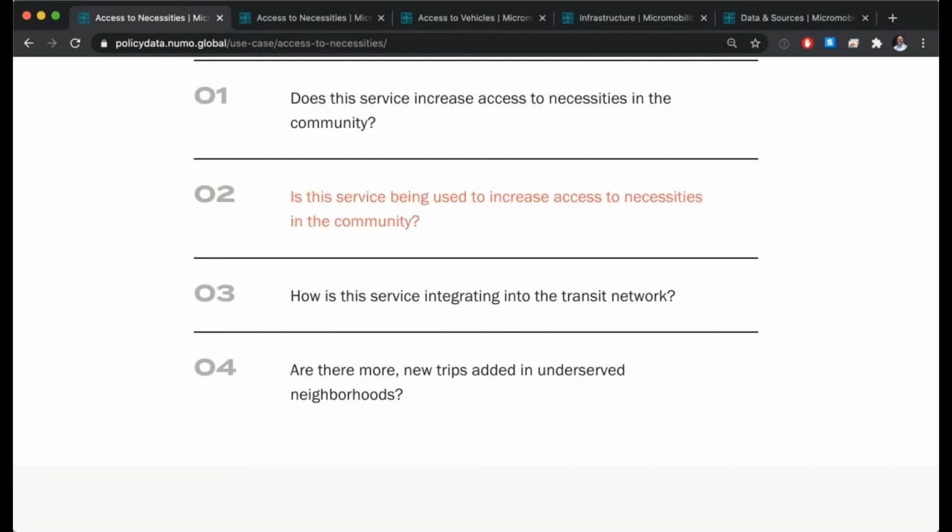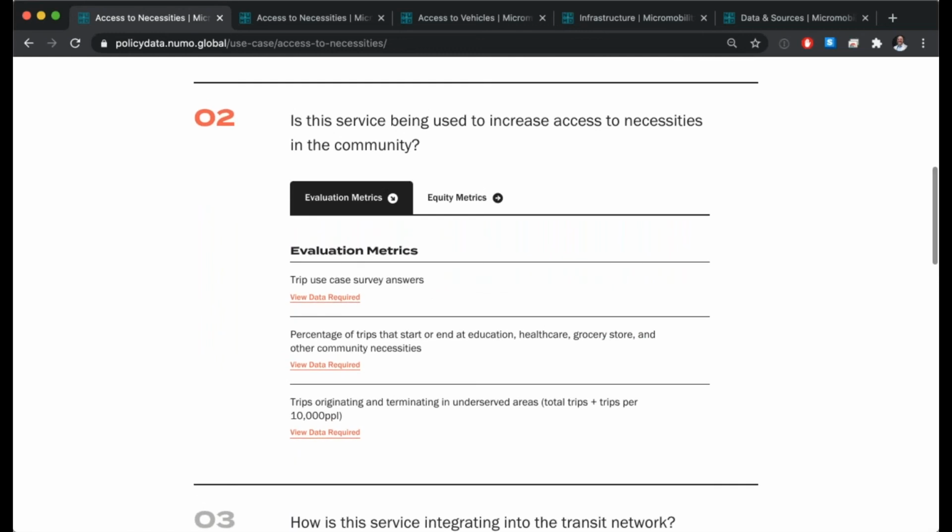But if you click on any one of these use cases, what you'll see underneath it is a set of evaluation metrics. And so we've broken things up in a number of different ways in order to respond to this question. So if your department or your company feels like this is a high priority, is this service being used to increase access to necessities in the community? Here are 3 evaluation metrics that we feel speak to that question.